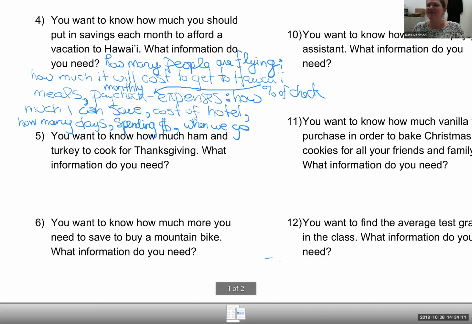Let's look at number 5. This is real life too. It's coming up in my life right now. You want to know how much ham and turkey to cook for Thanksgiving. What information do you need? How many people are coming over? How much can each one of them eat?